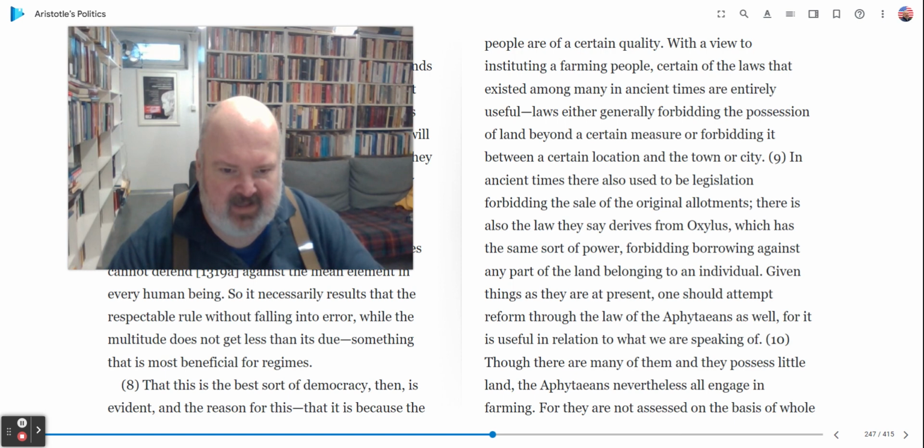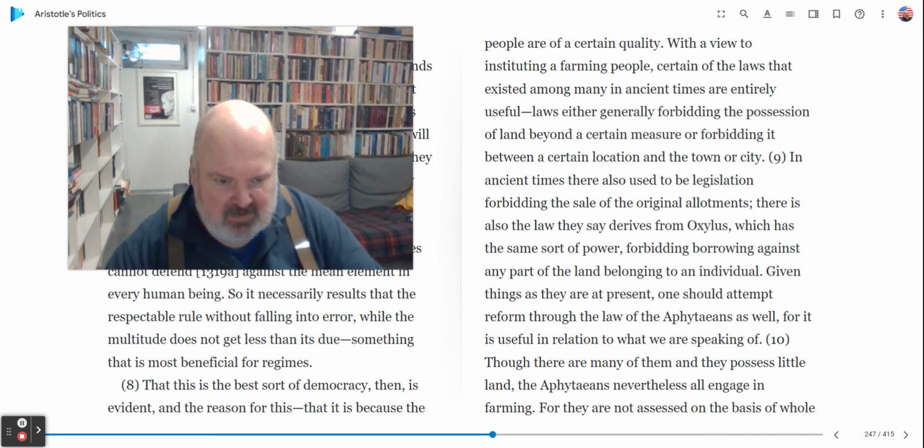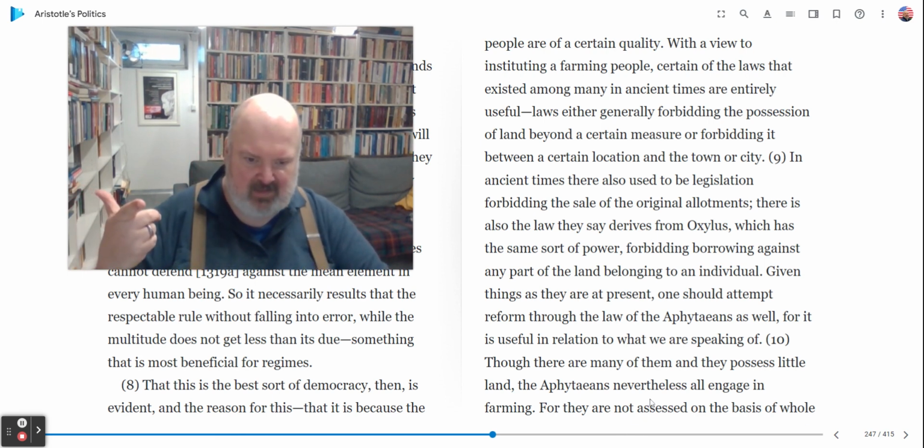Given things as they are at present, one should attempt reform through the law of the Aphytaeans as well, for it is useful in relation to what has been spoken of. Although there are many of them, they possess little land. In other words, the Aphytaeans nevertheless all engage in farming, for they are not assessed on the basis of the whole. They're many, but they have little land.